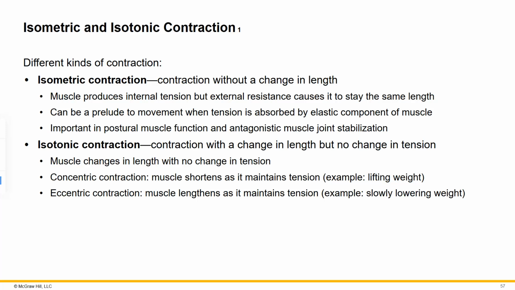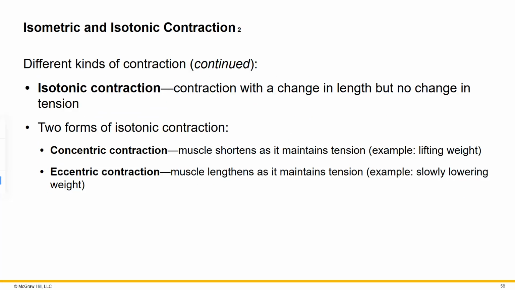Isotonic contraction is a contraction with a change in length but no change in tension. There's concentric contraction, where the muscle shortens as it maintains tension, for example lifting weights. And then there's eccentric contraction, where the muscle lengthens as it maintains tension, for example slowly lowering the weight. And this is repeated here.